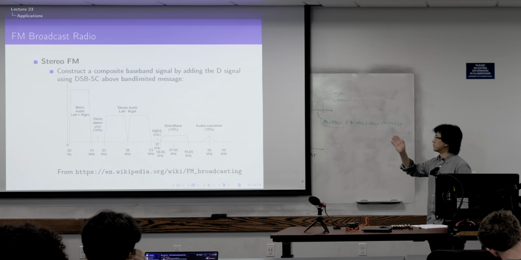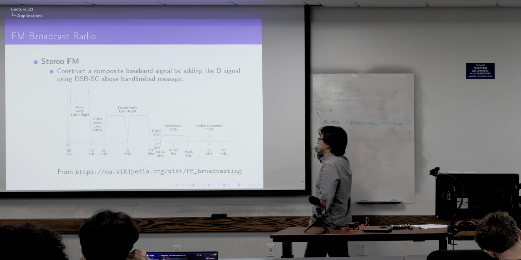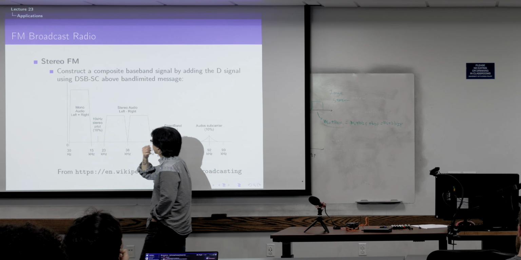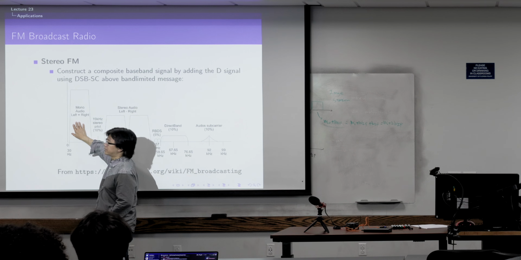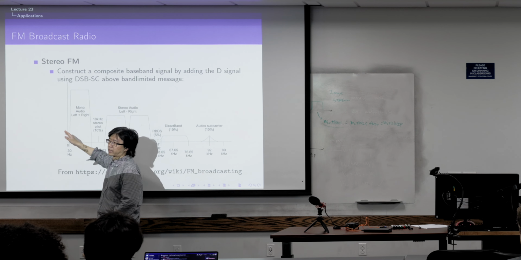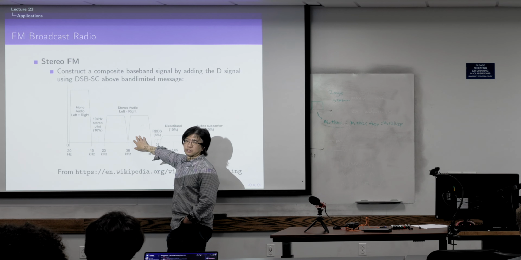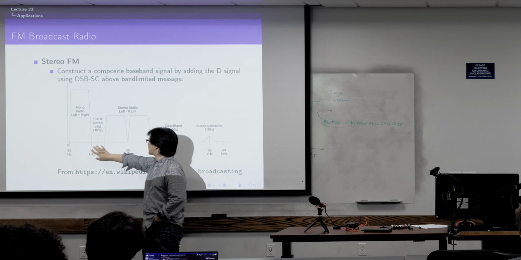Okay, and this is basically what the spectral signal looks like. This is the mono part, left plus right. So this is our FM signal. And then we transmit the difference using DSBSC. So this is FM, and this is DSBSC.